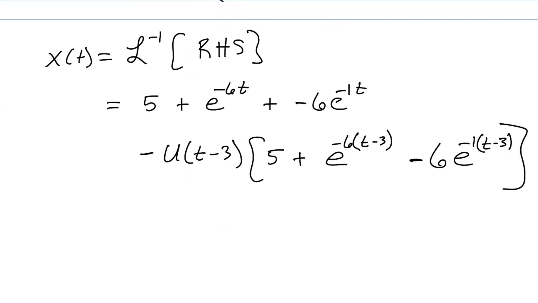It's a fair bit of work, but if you can get that, you should feel pretty good about your understanding of Laplace transforms with more difficult forcing terms.